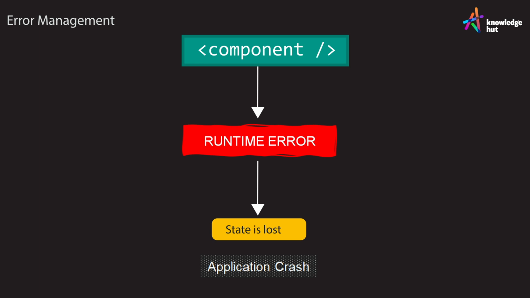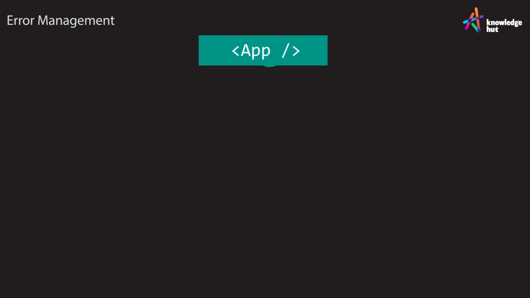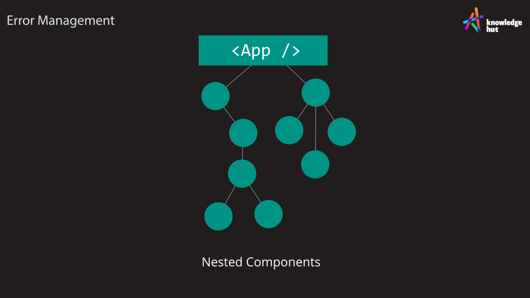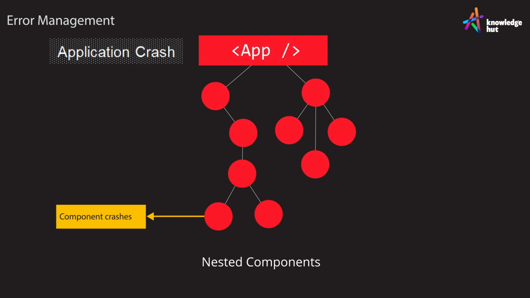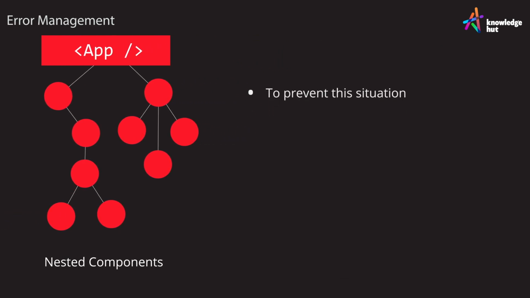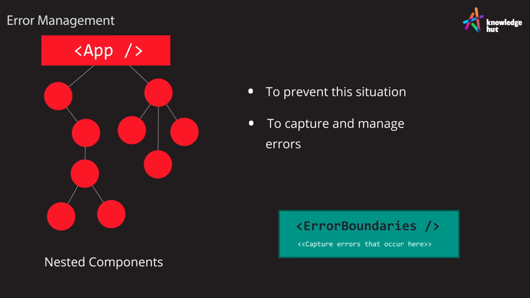This problem becomes even more complicated when you have a lot of nested components, each with the potential to throw errors at some point or the other. For instance, a hypothetical tree of components such as these poses a challenge when it comes to exception handling. If this component were to throw an error on account of missing data in a prop, then this entire app might crash, taking down local state and causing unpredictable errors and behavior. To prevent such a situation and to effectively capture and manage errors in a tree of components, React offers a feature known as error boundaries.